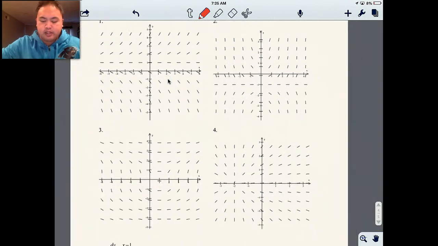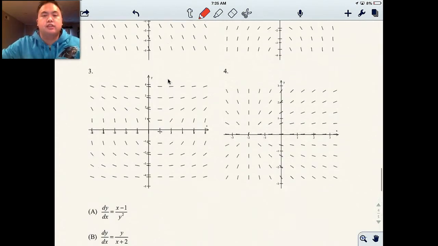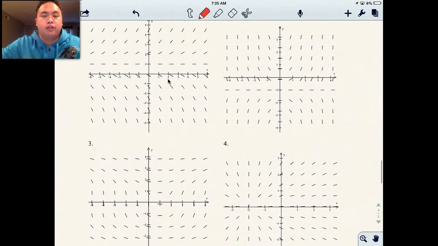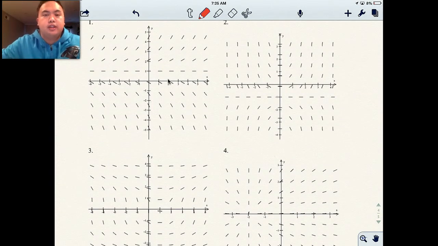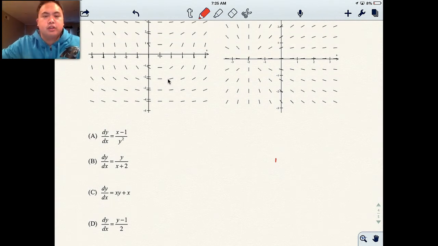And the last type of question that they could ask you on the AP exam is, instead of making you make a slope field, they'll give you 4 different options, and they say, which one of these is which one of these functions, A, B, C, or D. For the sake of time, I'll just tell you the process. One thing you could do is take A and make a slope field and see which one it matches.